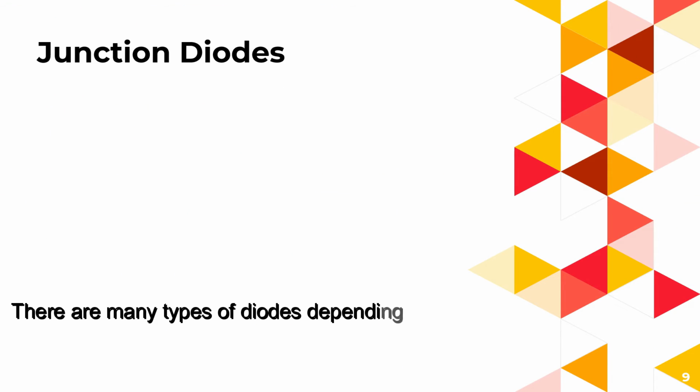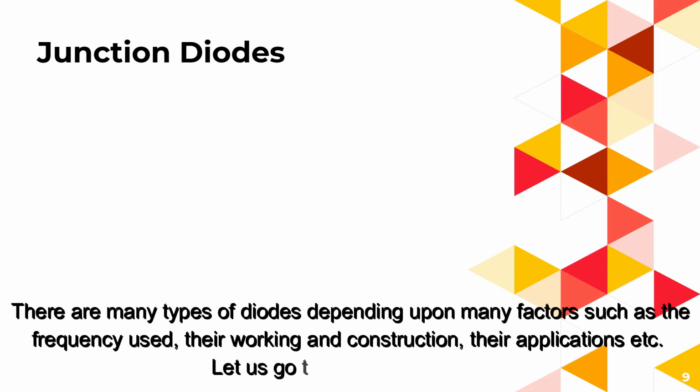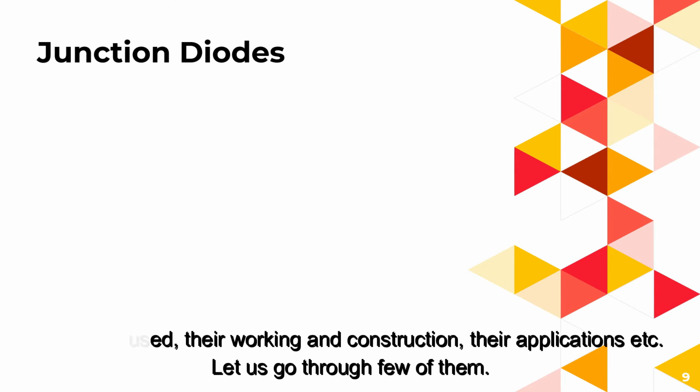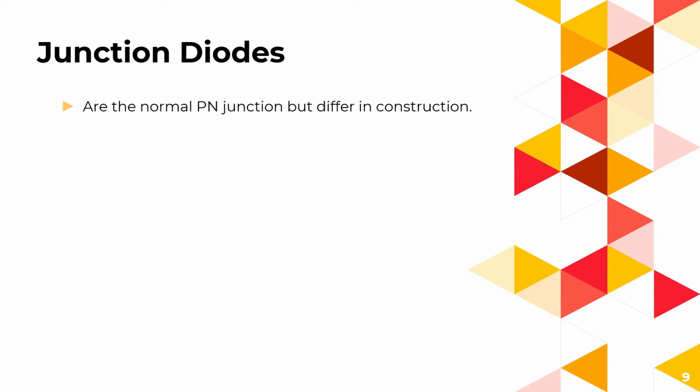There are many types of diodes depending upon many factors, such as the frequency used, their working and construction, their applications, etc. Let us go through a few of them. The junction diodes are the normal PN junction diodes but differ in construction. There are three types of junction diodes, as shown in the following figure: rectifier, zener, and switching.